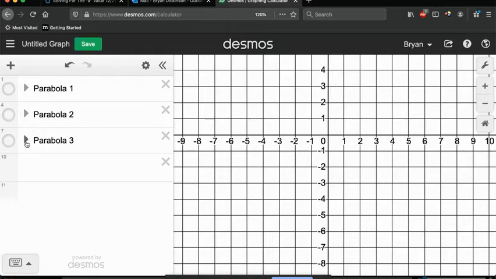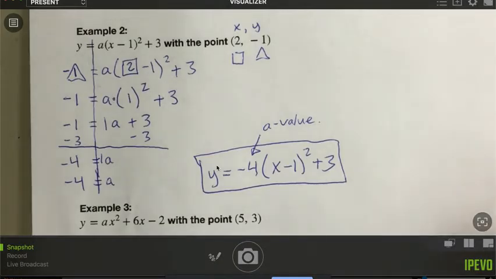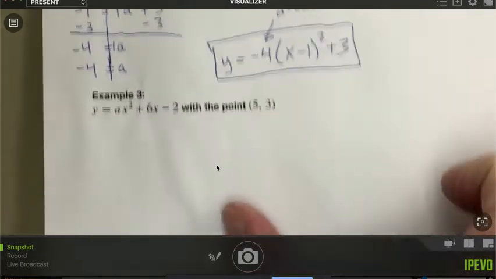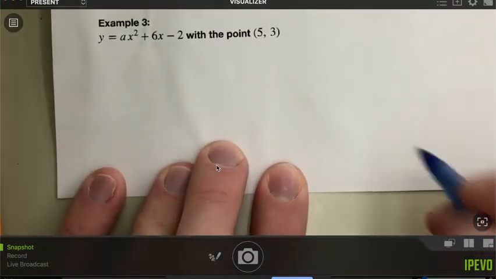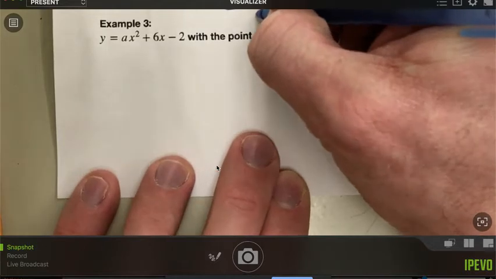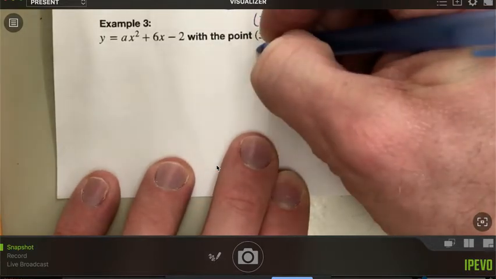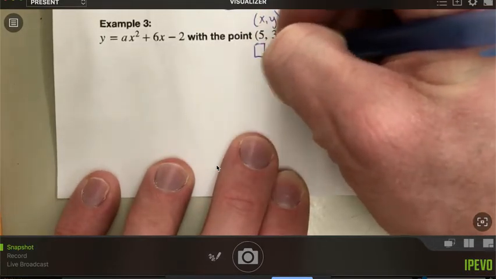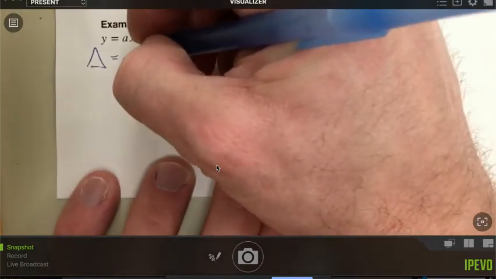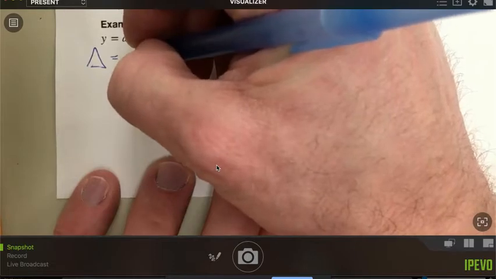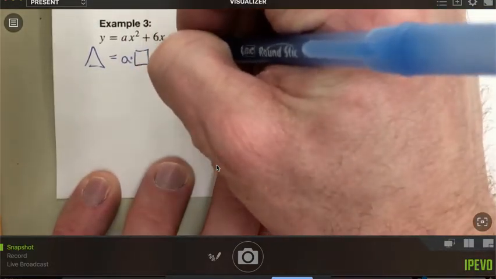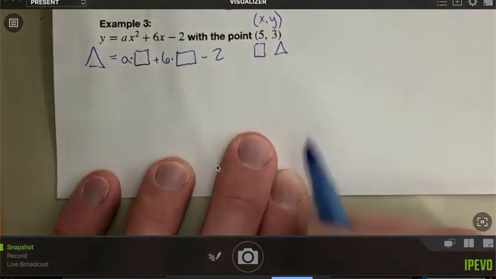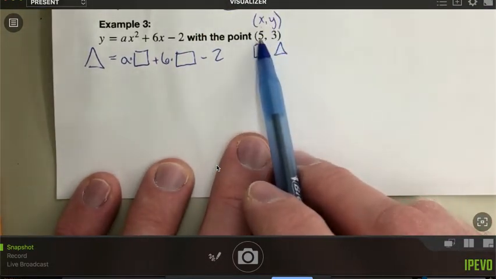All right, and now finally we'll take a look at a third example. So this one is in standard form. And once again, we've got some order of operations issues that are going to present themselves potentially. So once again, here's x, y, or box, triangle. So in other words, the key is, remember, that's a times whatever goes there. So I know that wherever an x is, that's going to be 5.